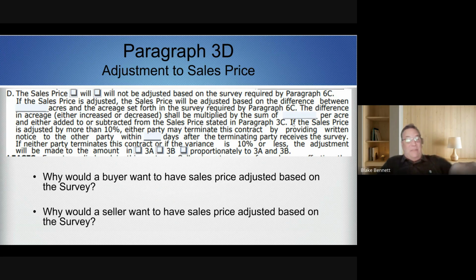This could benefit the buyer and this could benefit the seller. If, say, for instance, the acreage comes in a little bit less, well, then the total offer will go down based on what's already negotiated. If it comes in a little more, if the survey's more than what's listed, then the price will be adjusted up by the predetermined amount.